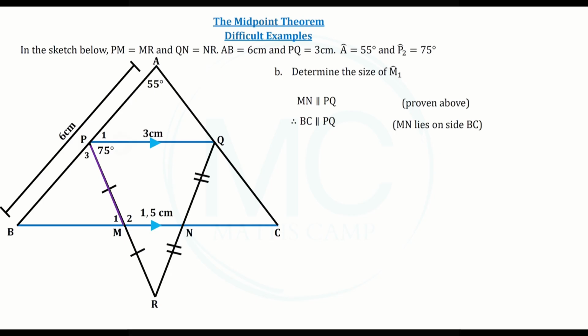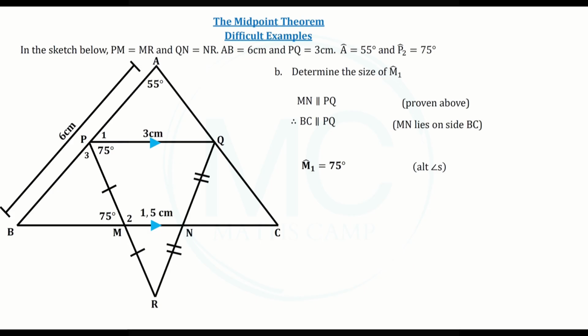The 75-degree angle up here at P and angle M1 both sit inside the Z shape. So they are alternate angles, which means they are equal. So now we know that angle M1 must be equal to 75 degrees. And as our reason, we say alternate angles. Let's put 75 degrees into our diagram for angle M1, and we can make our diagram black again.